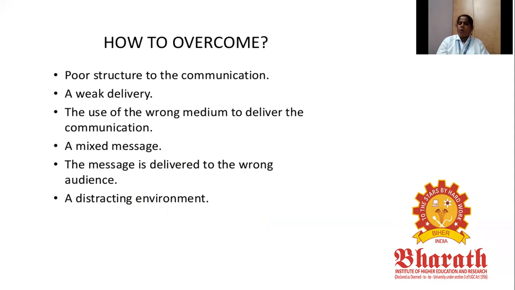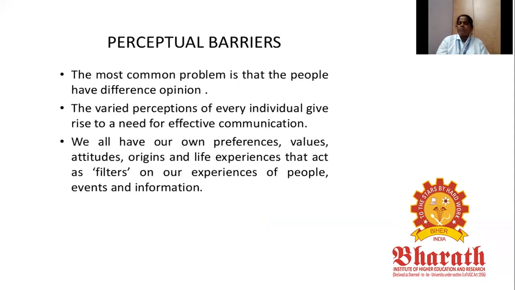To avoid poor communication, identify the weak delivery and wrong medium used to deliver the communication, mixed messages, delivery to the wrong audience, and a distracting environment. These are ways to overcome the perceptual barrier. The most common problem is that people have different opinions. I give only one question, but the receiver gives so many answers, because his idea is different from one person to another. So people have different opinions in reply to your sent message.